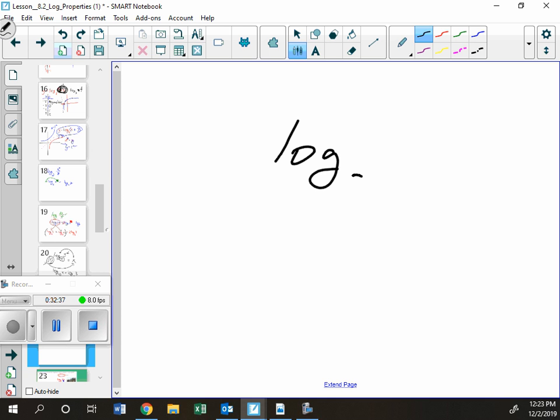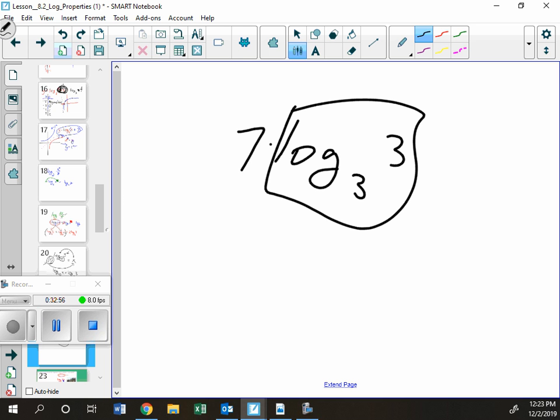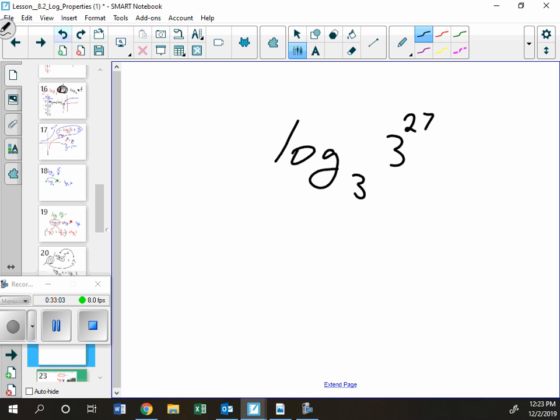Rapid fire round. What's the answer? Why? Because you won the argument, you get 0. You're right. How about this one? What's the answer? 7. Why? Because this whole thing, what's that equal to? 1. 1 times 7 is 7. All right. How about this one? 27. The base is the same. The answer is already there. Okay.